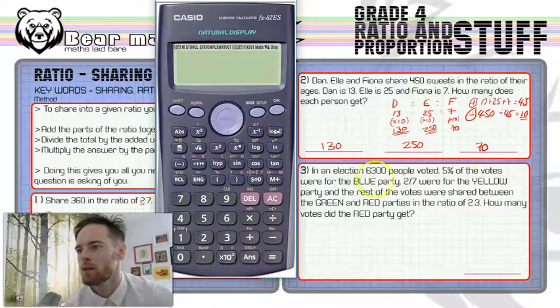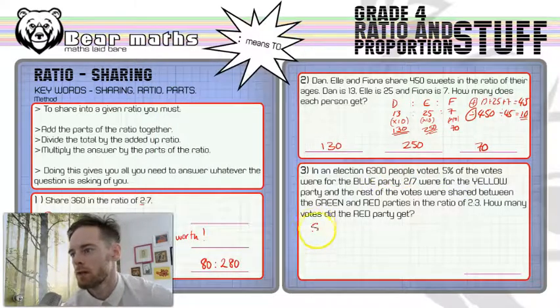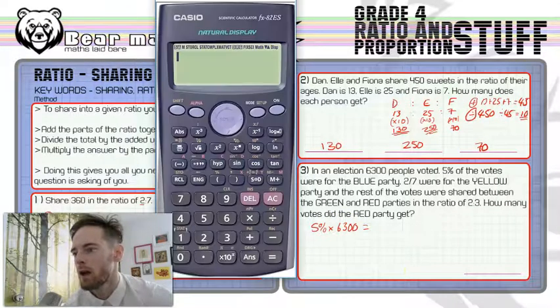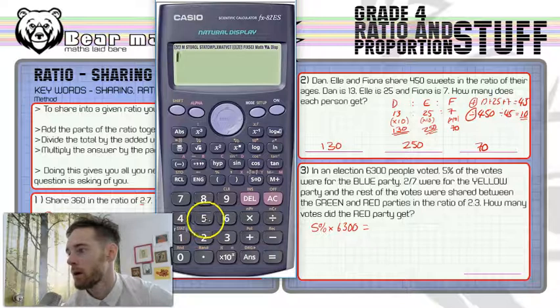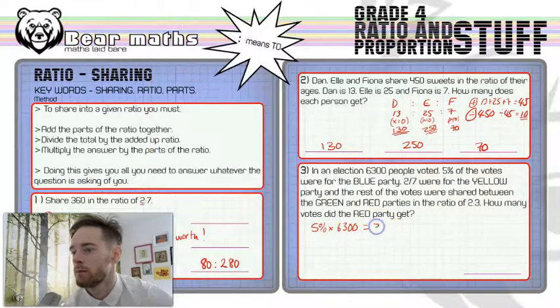So 5% of 6,300 is what we need to work out first. And you can do that by doing this. You could do it without a calculator, by the way, but just for the speed of things, we'll do it with the calculator. 315.